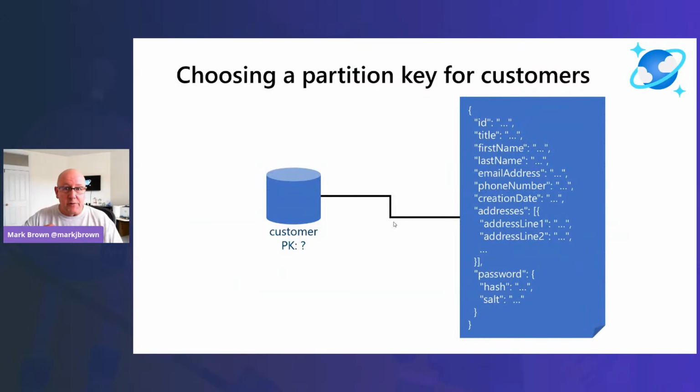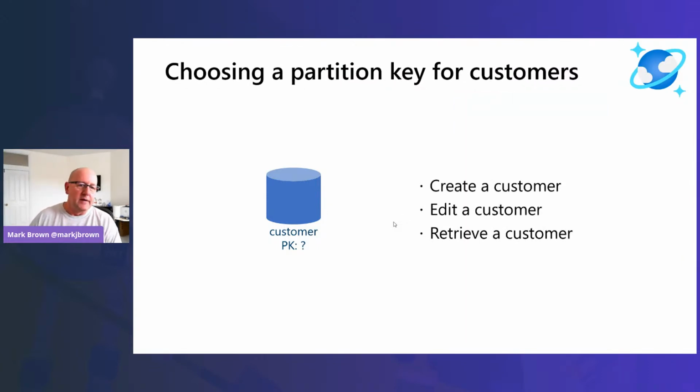Okay, now with all that knowledge about partitioning, how do we choose the right partition key for our customers? Remember before I showed the operations we need to do for our customers. We had three things we needed to do. We needed to create a customer, we have to edit a customer, and we also need to retrieve a customer. In this case, we're going to retrieve them by their ID.